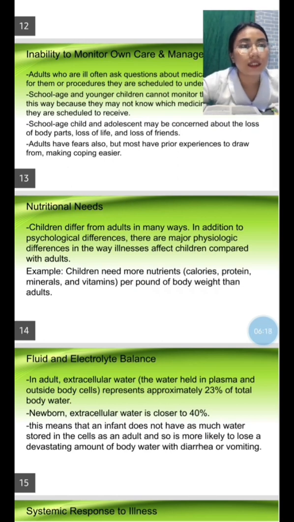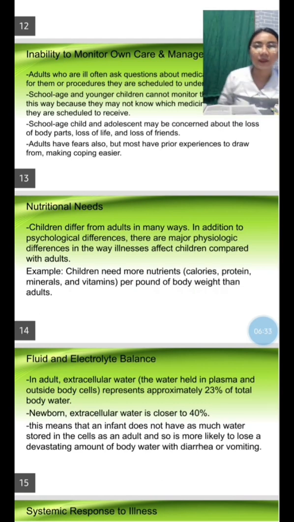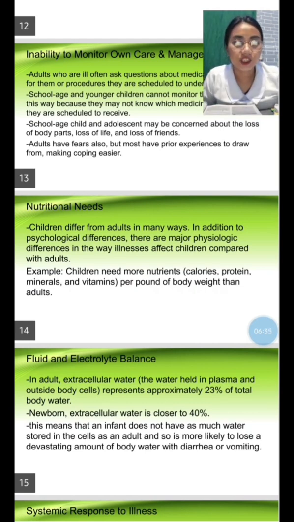limit food intake because of nausea or vomiting requires intravenous therapy if the child is hospitalized.